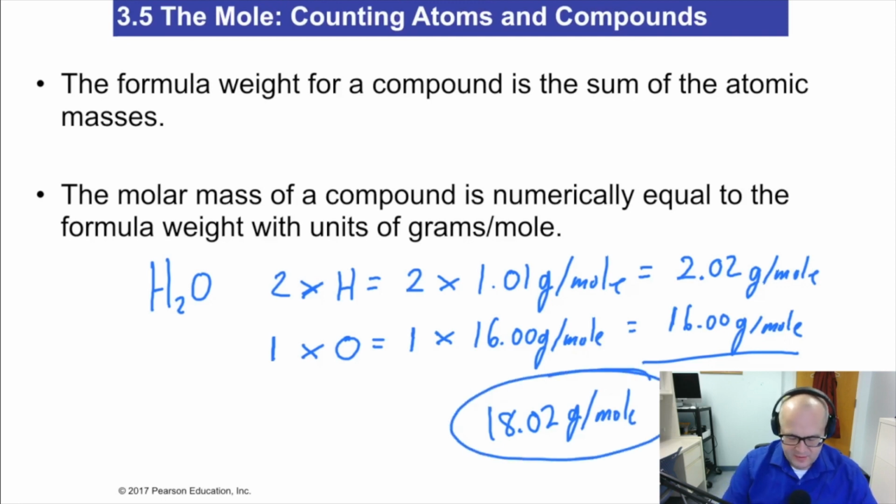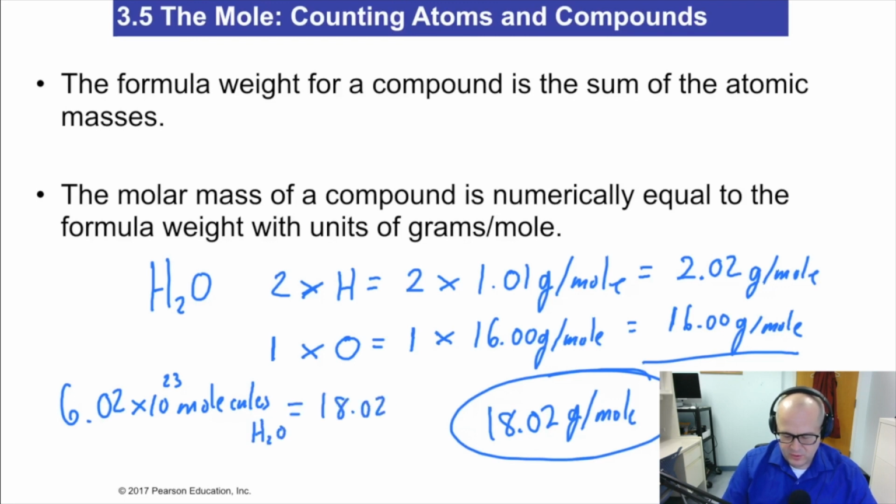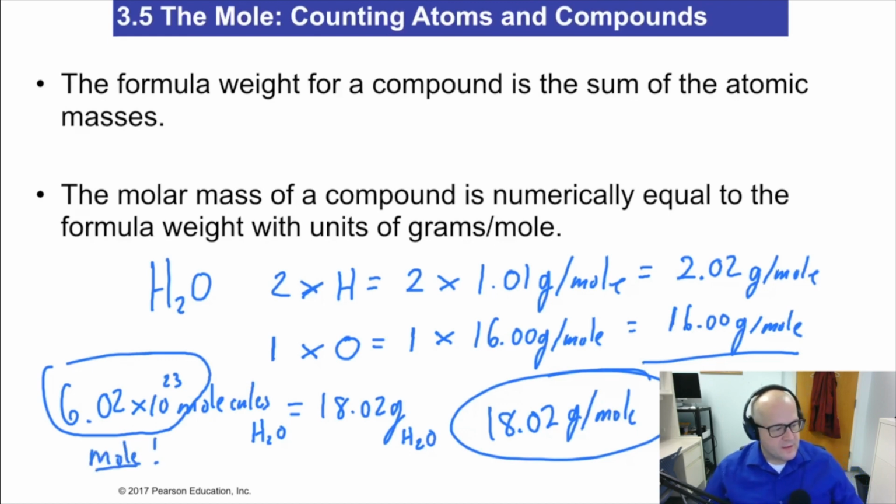So if I wanted to have 6.02 times 10 to the 23 molecules of H2O, I would need 18.02 grams of H2O. Remember, this is a mole. Okay? That's how you do it. If you had a molecule, you just have to add up its formula weight, and then the math to convert from grams to moles, from moles to molecules and all that, it's the same math. Pretty easy stuff. Okay?